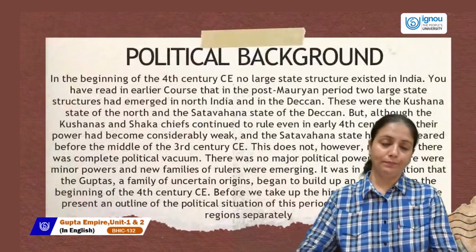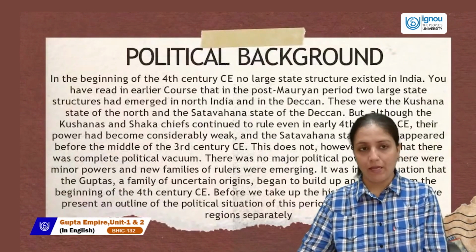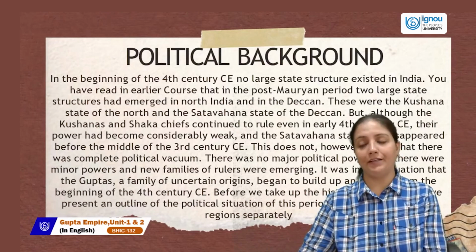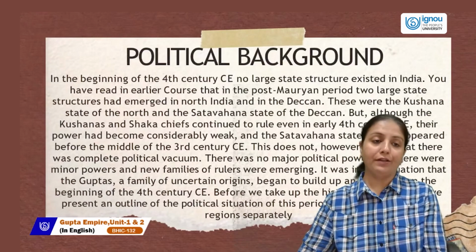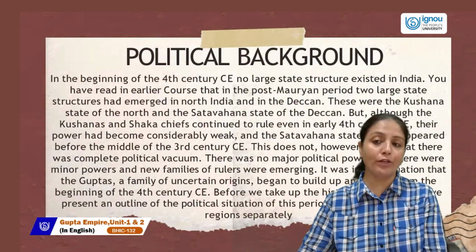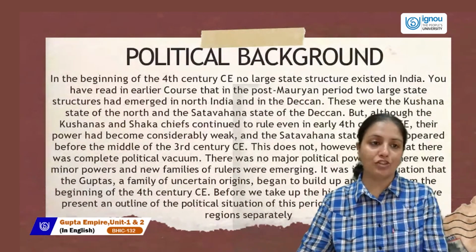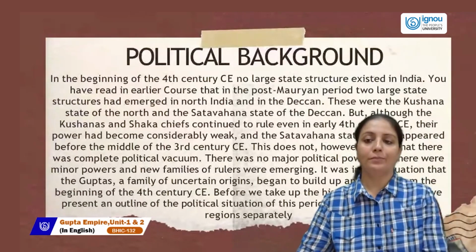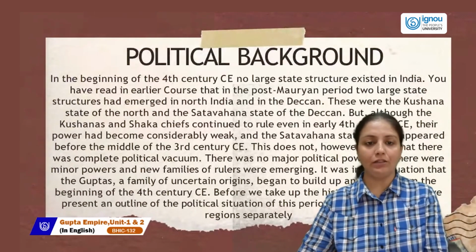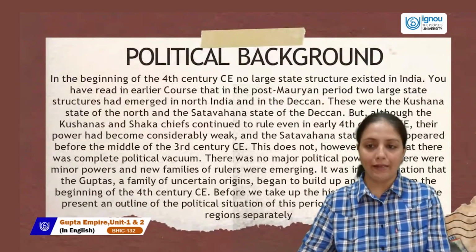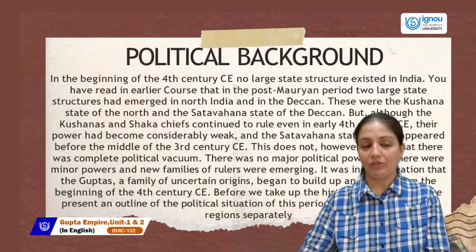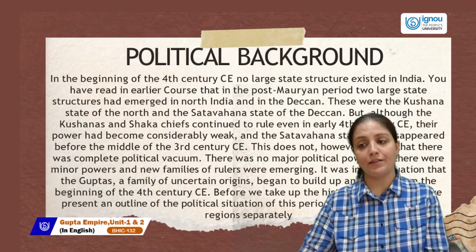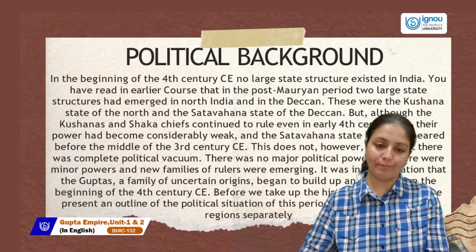We will study the political background of the Gupta Empire. In the beginning of the 4th century CE, no large state structure existed in India. You have read in the earlier course that in the post-Mauryan period, two large state structures had emerged, in North India and in the Deccan, in the south. But although the Kushanas and Shaka chiefs continued to rule even in the early 4th century CE, their power had become considerably weak. The Satavahana state had disappeared before the middle of the 3rd century.